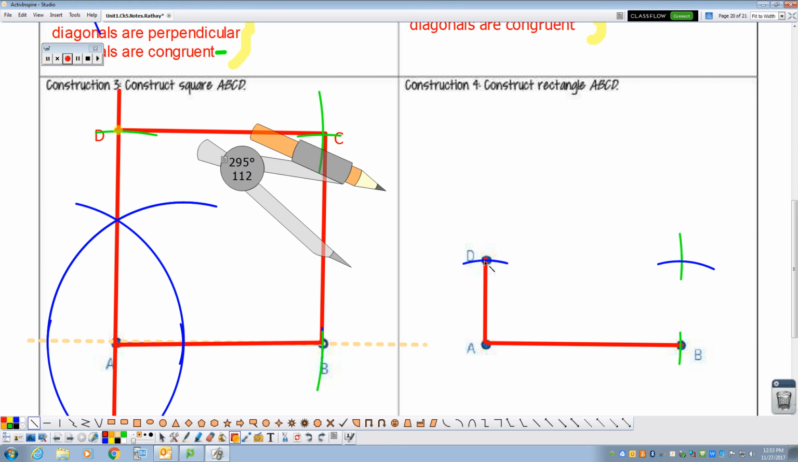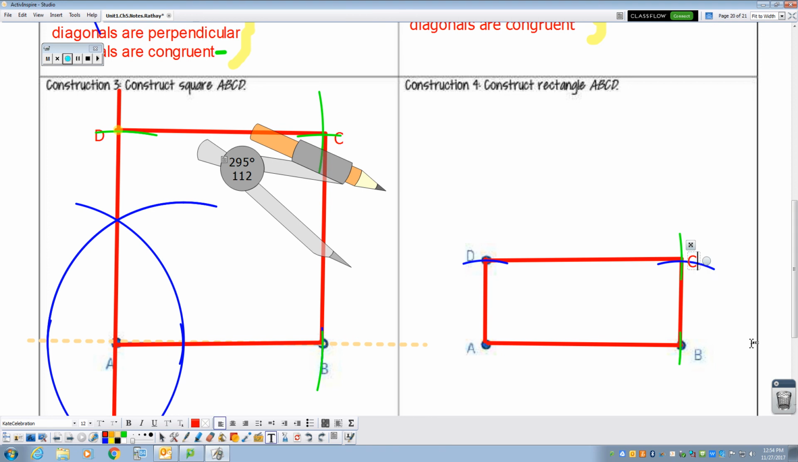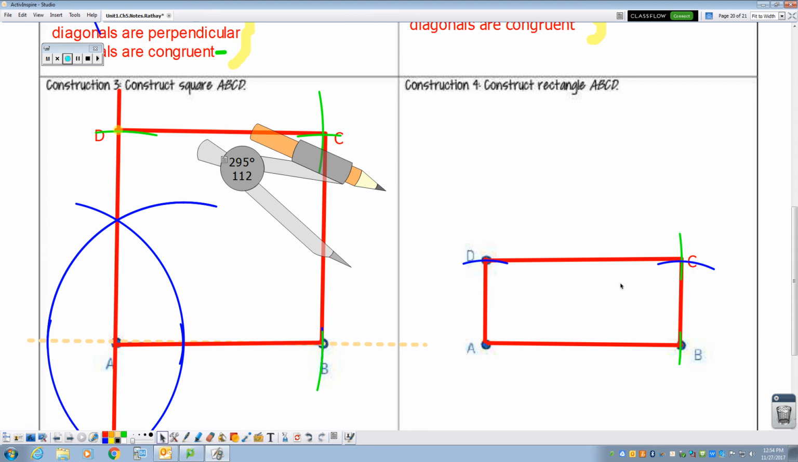So if I connect these, I have found the missing point, which in this case is point C. And it's one way to do it. Other ways could work, but that gives me rectangle ABCD.